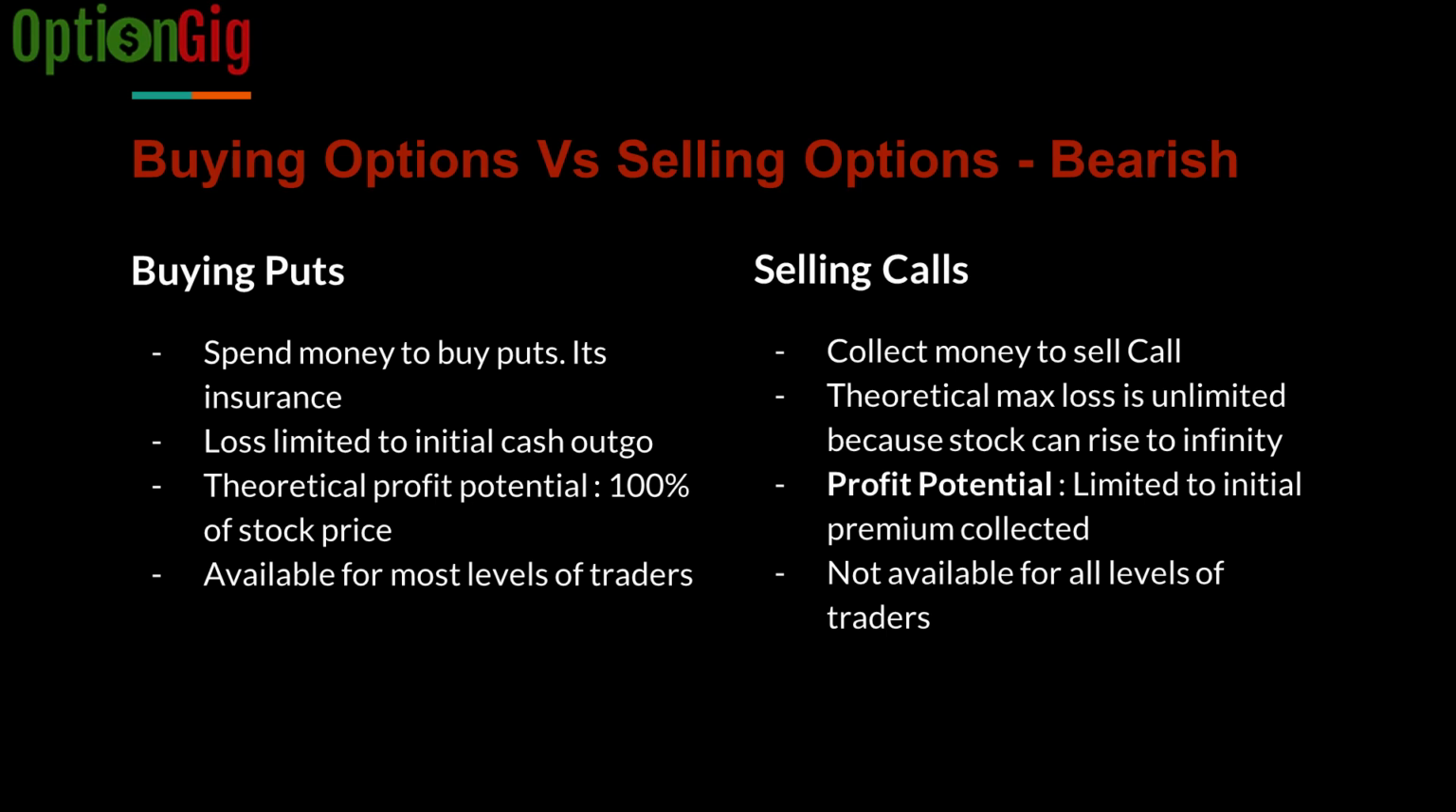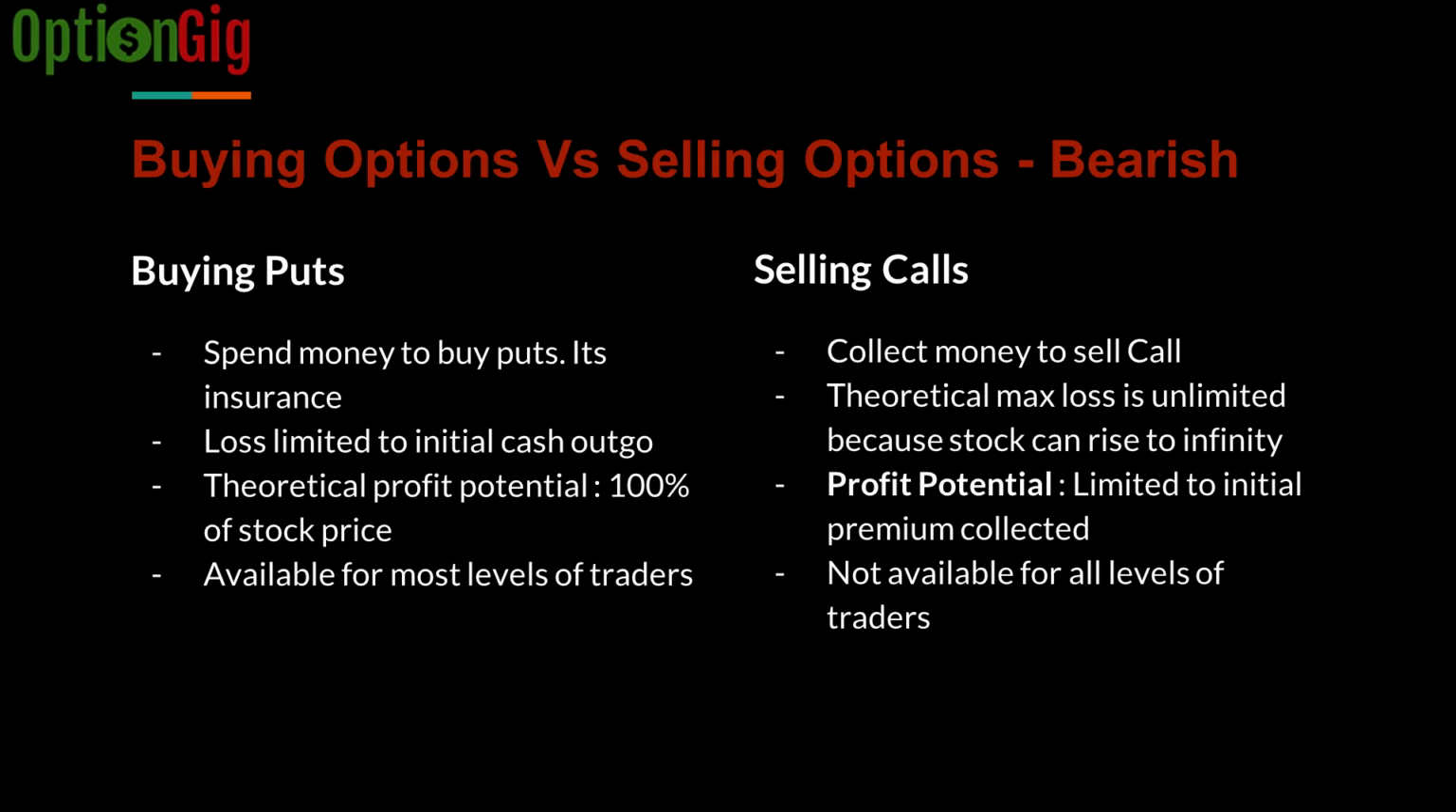On the other hand, on selling calls, you're collecting money when you initially sell a call contract. Theoretical maximum loss is unlimited because the stock potentially could go to infinite price. And if that ever happens, the person who has bought a call would call the shares from you. You'll have to give the shares to that person at a strike price, but you'll have to buy those shares from the market at infinite price. So your theoretical maximum loss is unlimited.